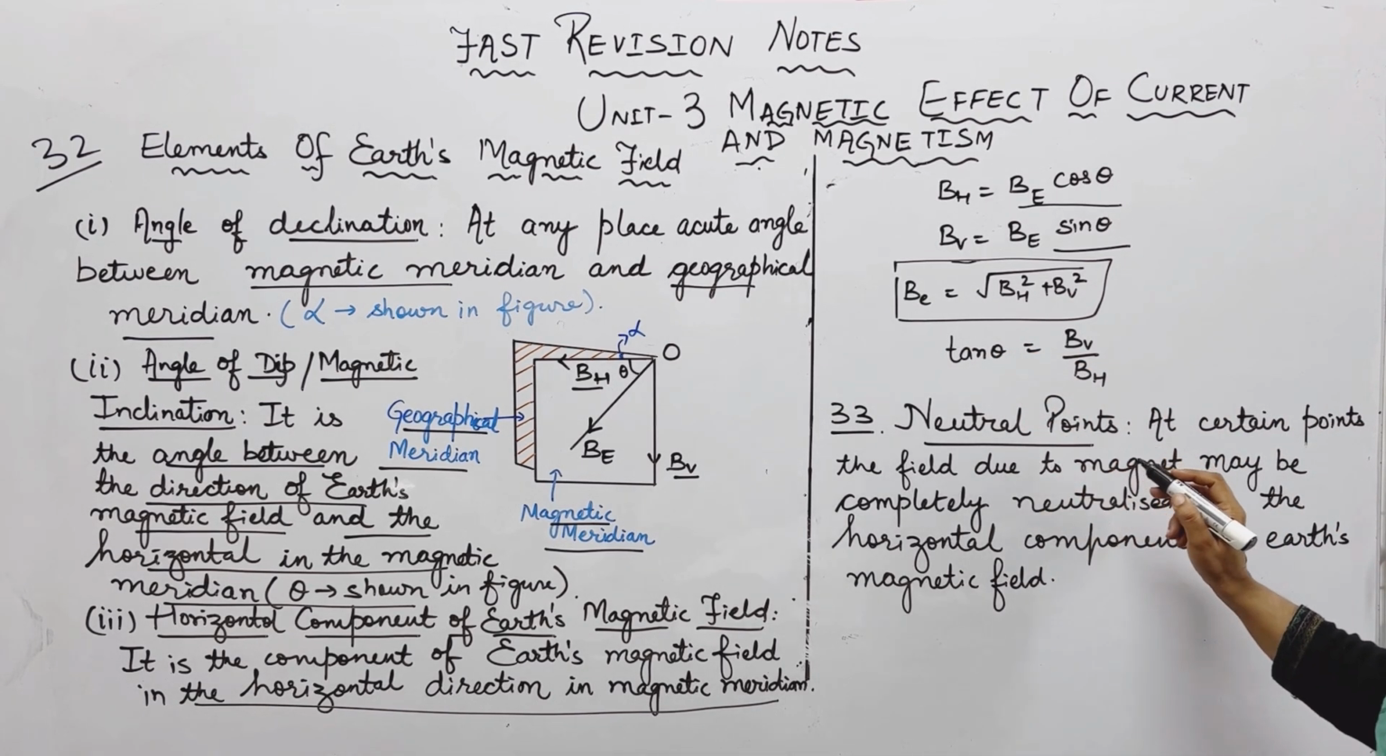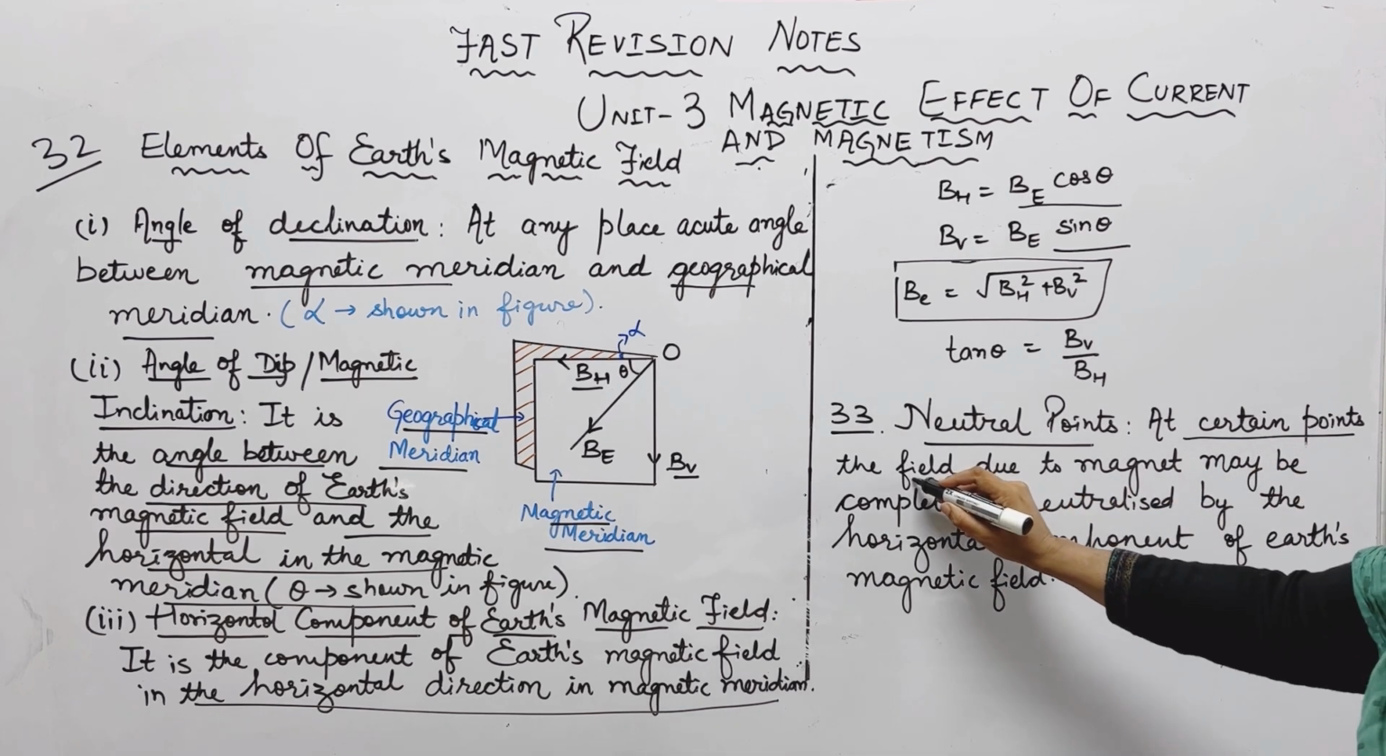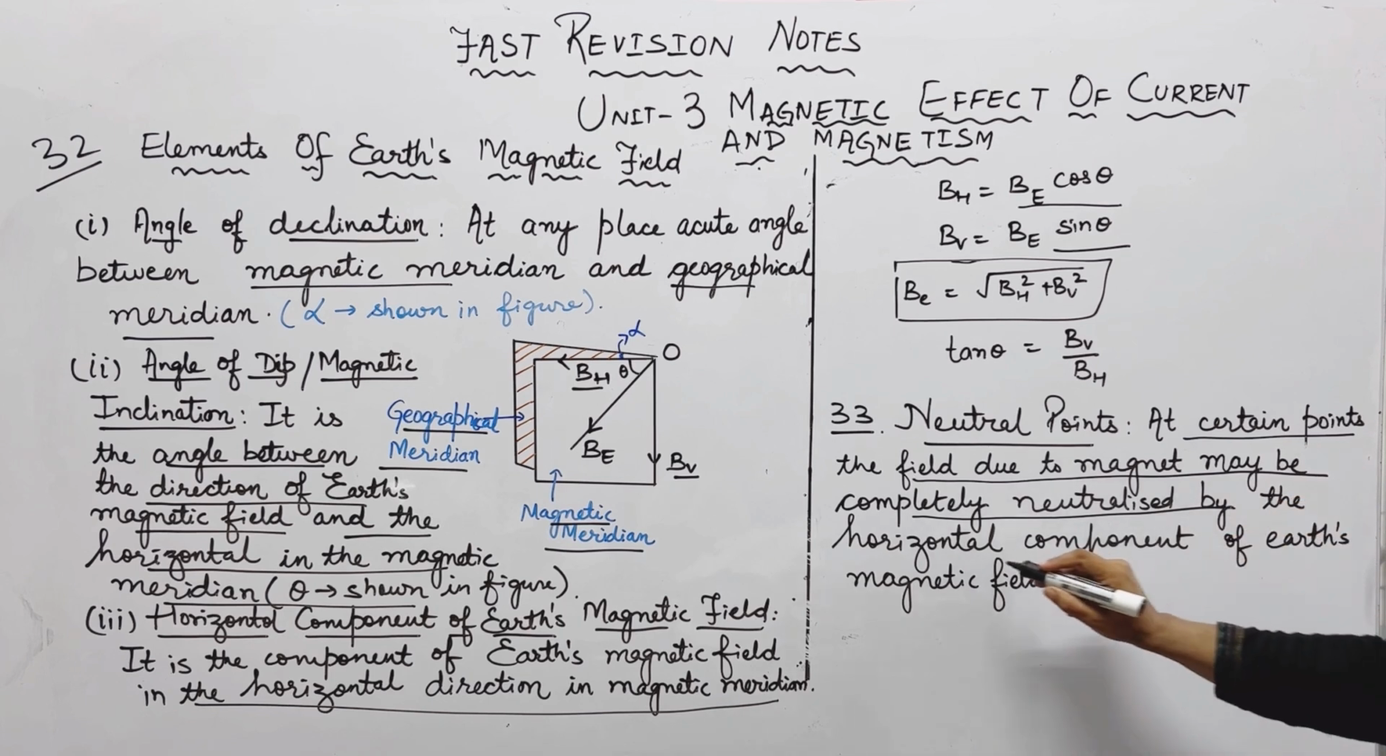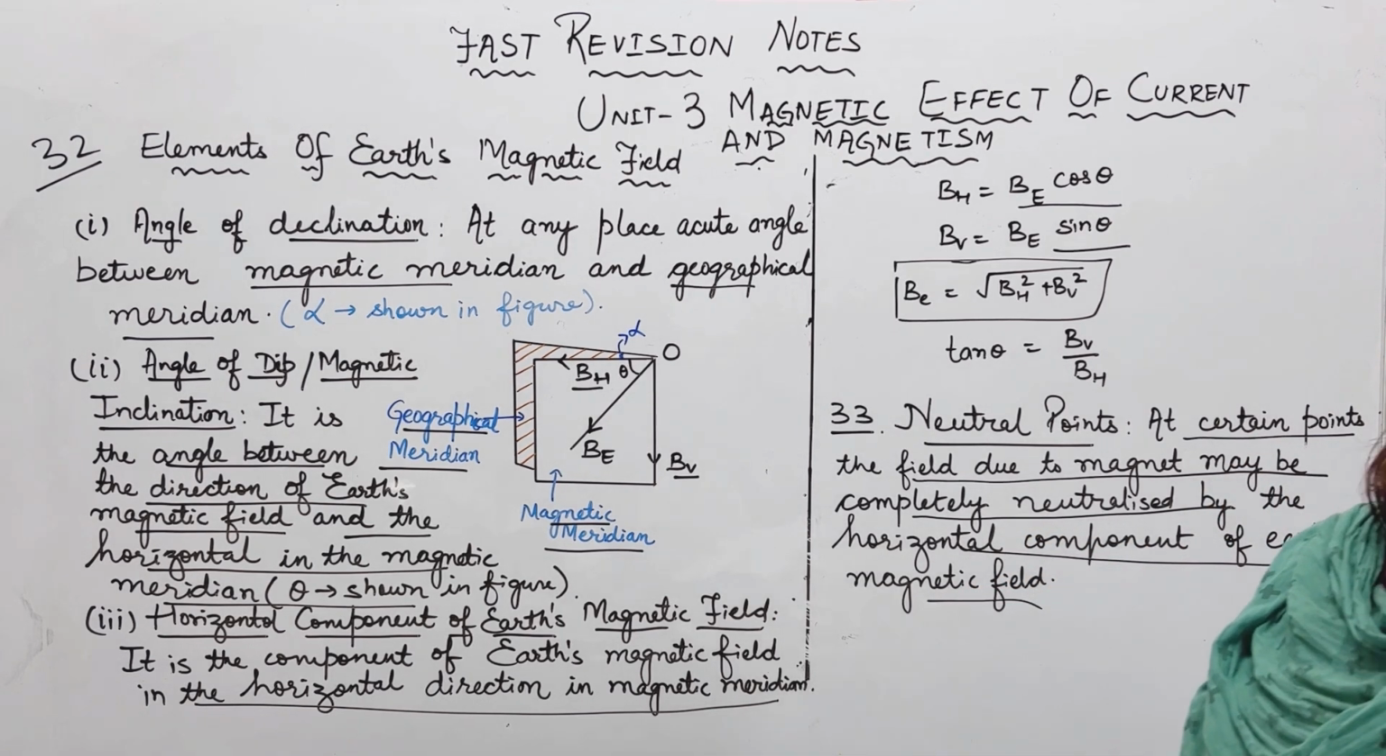The next is neutral points. At certain points, the field due to the magnet may be completely neutralized by the horizontal component, and these points are called neutral points.